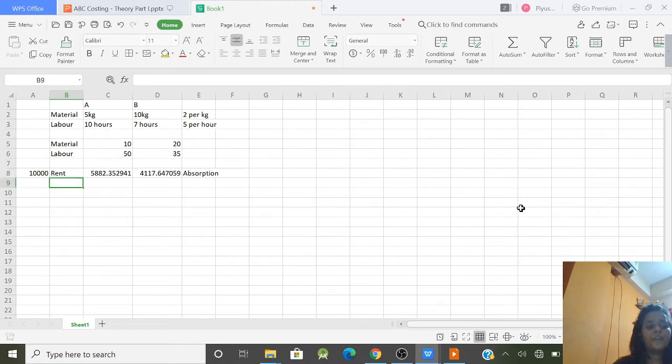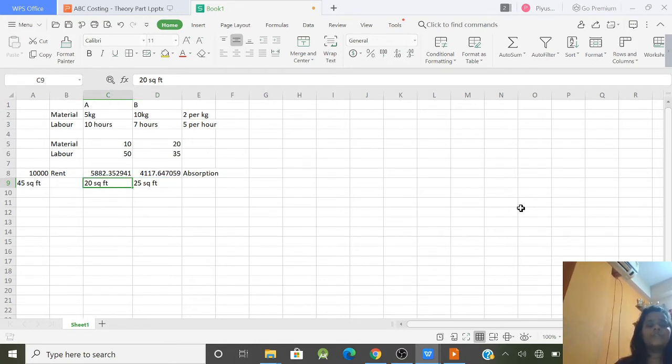Now suppose the product A is occupying say 20 square feet of this warehouse, and product B is actually utilizing say 25 square feet. So this total warehouse is of 45 square feet. So is it not unfair that even though product A is occupying less space, we are apportioning a higher value of the total rent paid to product A?